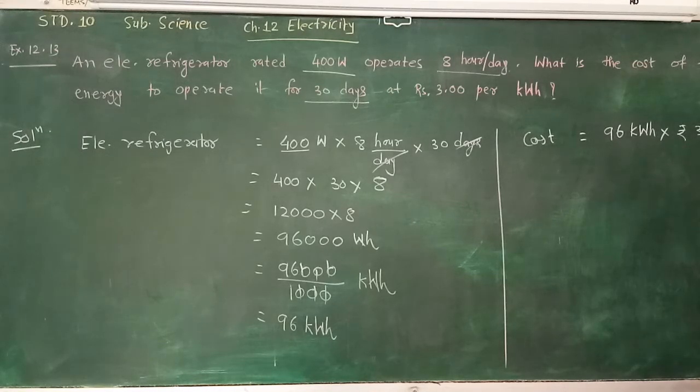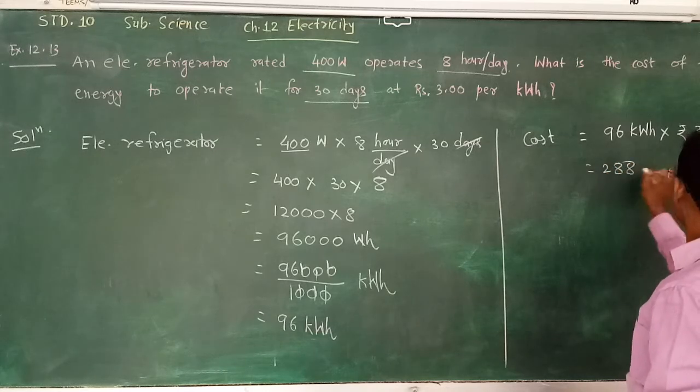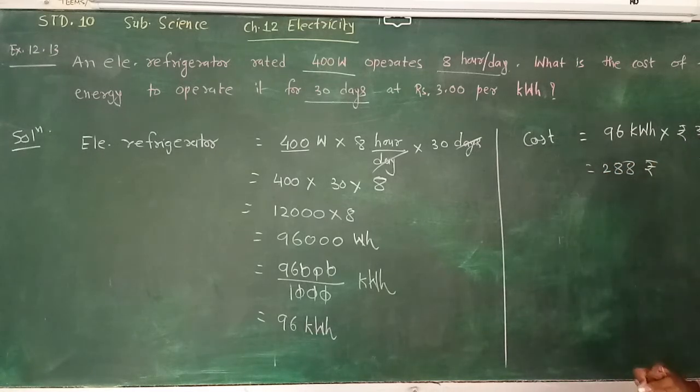So 96 multiplied by 3 rupees: 6 times 3 is 18, carry 1; 3 times 9 is 27 plus 1 is 28. So 288 rupees. The cost of the electric refrigerator is 288 rupees for the 30 days.